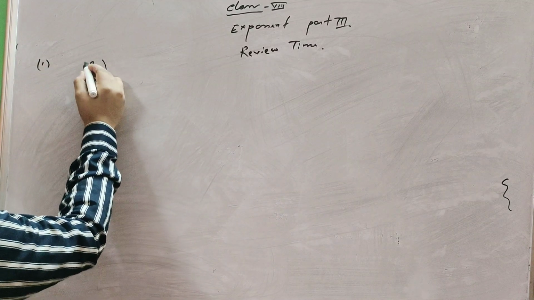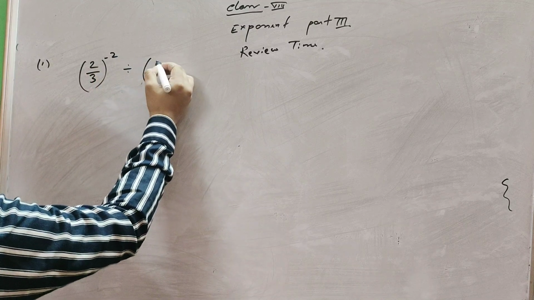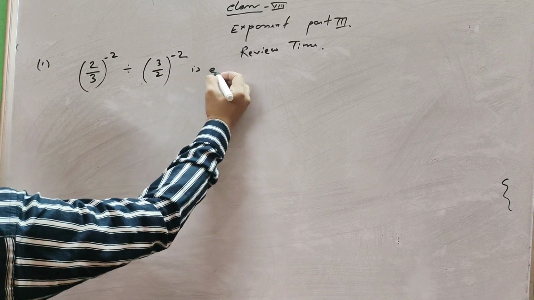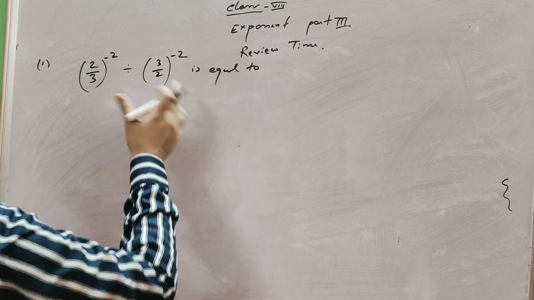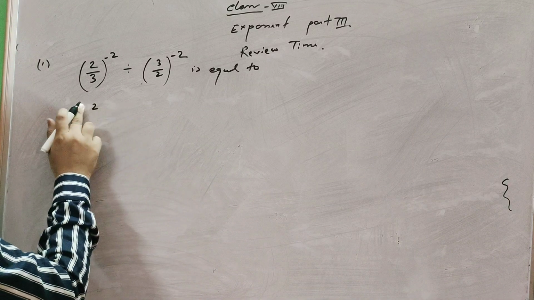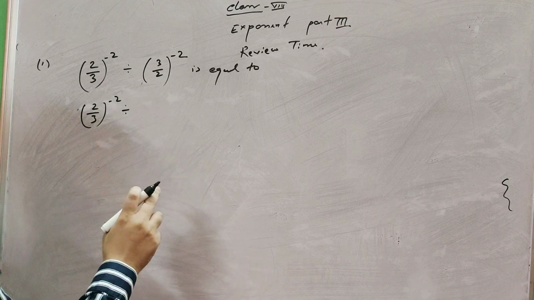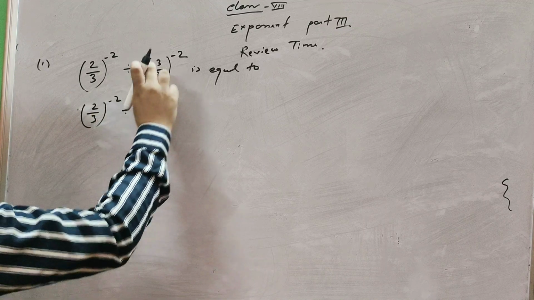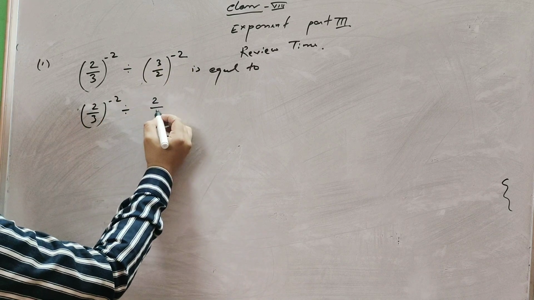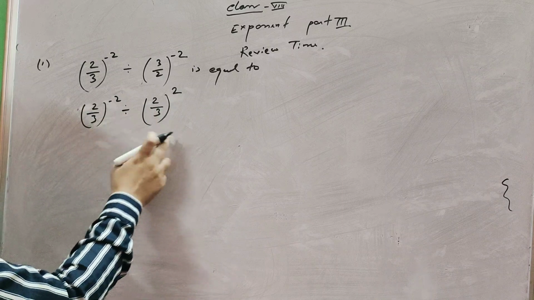(2/3)^-2 divided by (3/2)^-2 is equal to, that means after solving that, you find out what kind of answer. Okay, solve it out. First of all, we know that these are not the same base. When we reciprocate, the sign automatically changes. That means 2 upon 3, its minus 2 becomes plus 2. So you see the same base here.